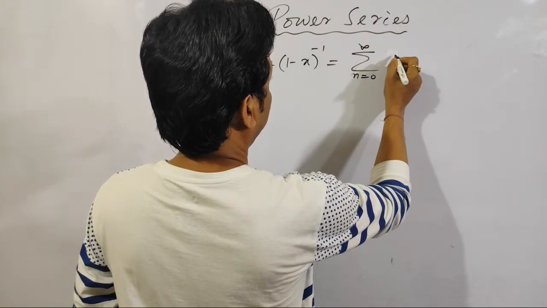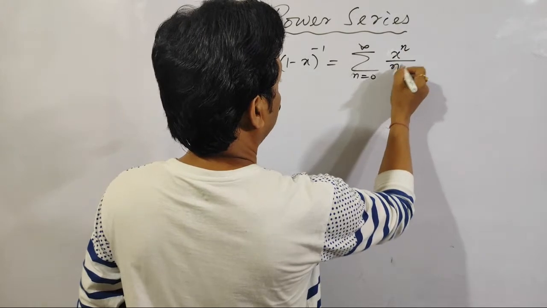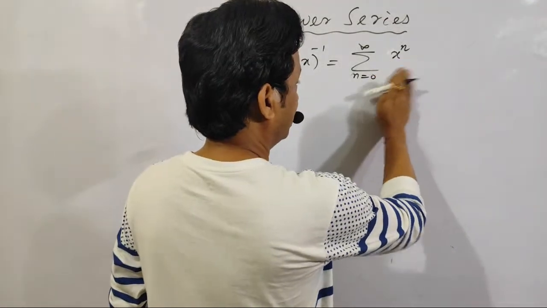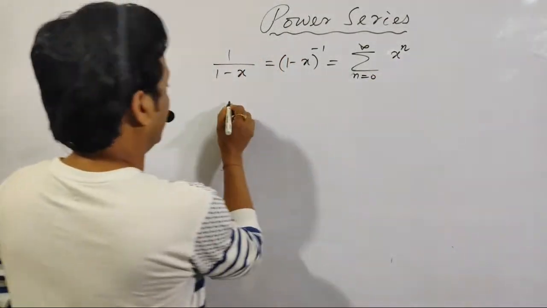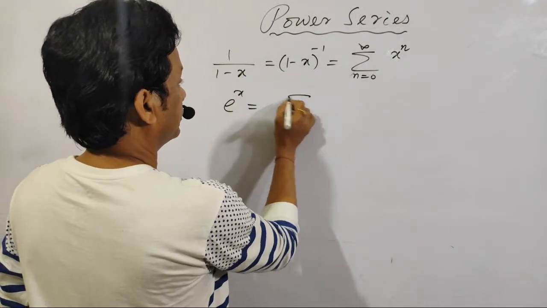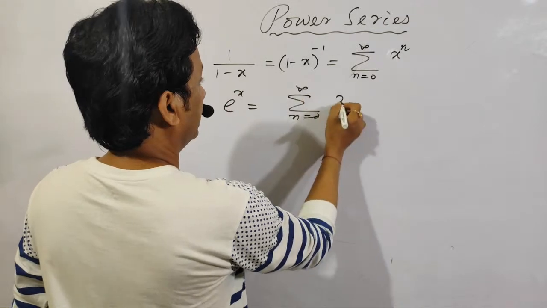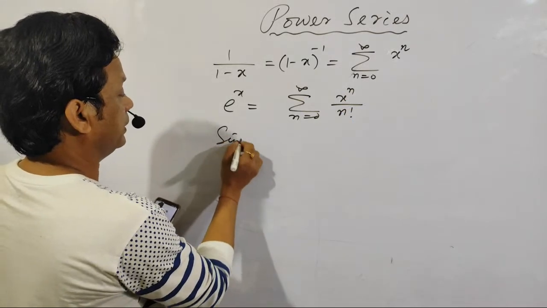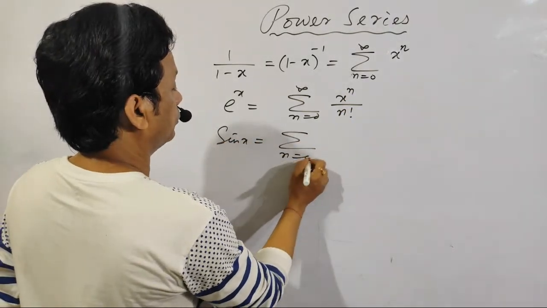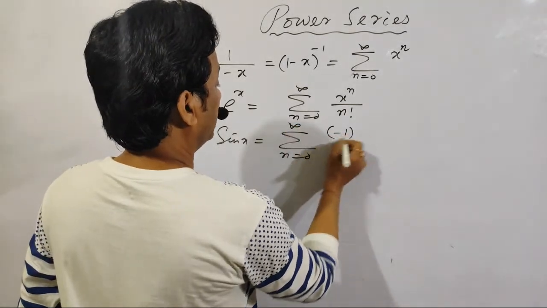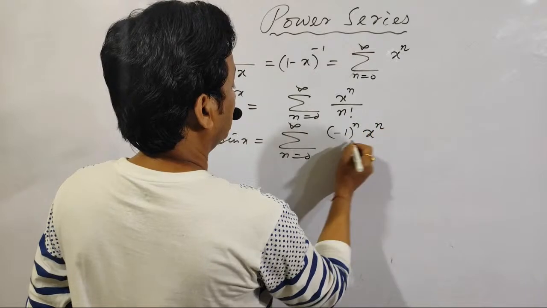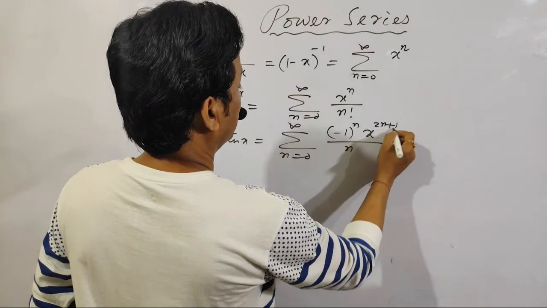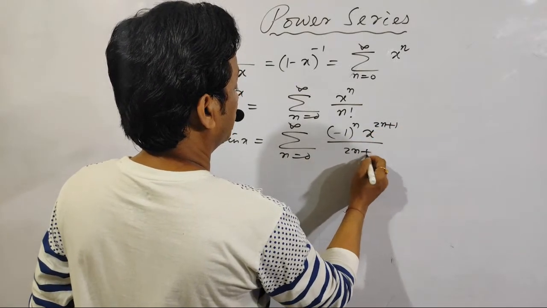x to the power n, only x to the power n. And what is the formula for e to the power x? Summation n is equal to 0 to infinity x to the power n by factorial n. And what is the formula for sin x? Summation n is equal to 0 to infinity minus 1 to the power n x to the power, no, it is odd, 2n plus 1 divided by 2n plus 1 factorial.